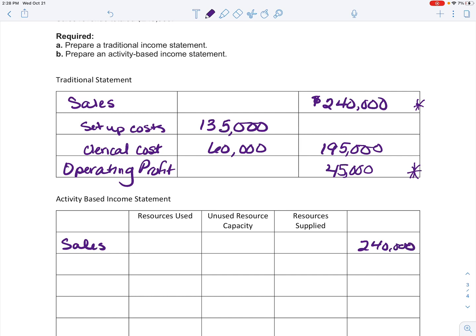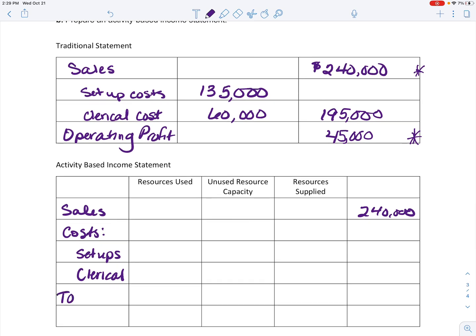Now what we want to do is break down those costs. We have a couple of separate things we're going to look at. Some costs, we'll label these out separately. We have those clerical costs. We'll list out the setups first, since I did that the same way earlier. We have the clerical, giving us our total costs and our operating profit.